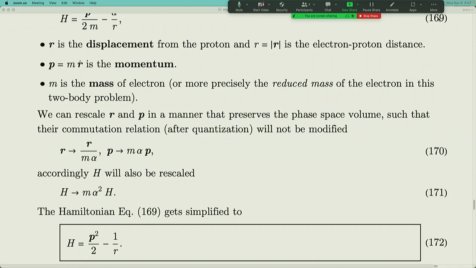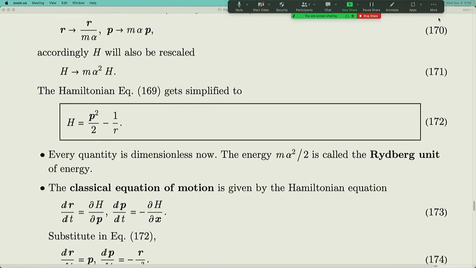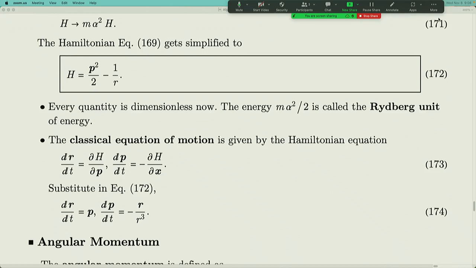And this rescaling is such that you can see it preserves the commutation relation. Because previously, displacement and momentum have a commutation relation that is x times p minus p times x equals identity times the delta function of its components. And then if you rescale it in this way, you will see that the commutator doesn't change. So it's very nice that we are using a rescaling which preserves commutation, but simplifies our Hamiltonian.